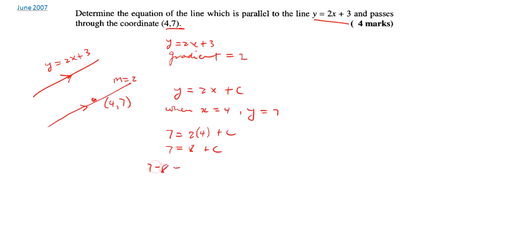7 minus 8 is equal to c. 7 minus 8 is minus 1, so c is equal to minus 1. Therefore, the required equation is y is equal to 2x minus 1. Okay, so just remember the rules for parallel lines. Parallel lines have the same gradient.